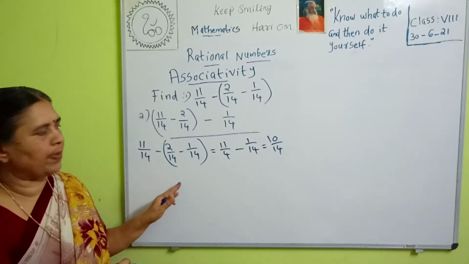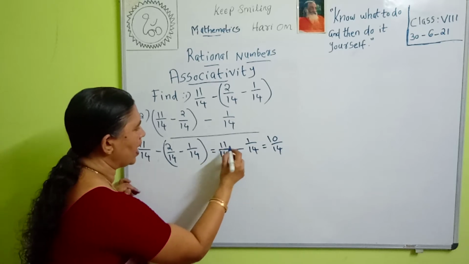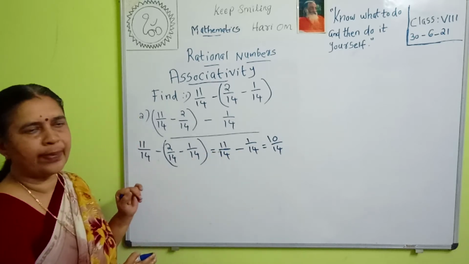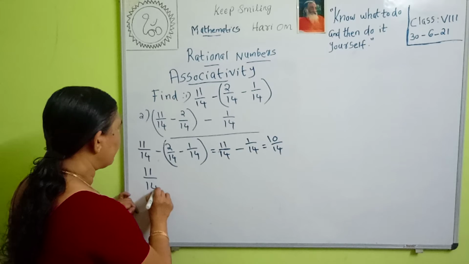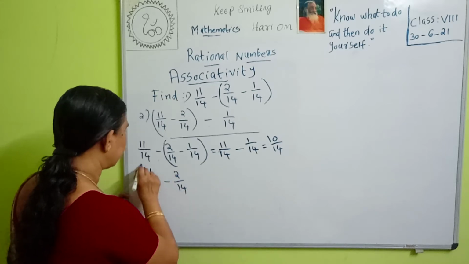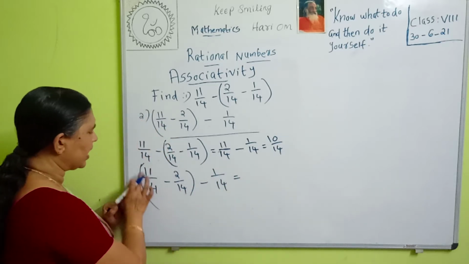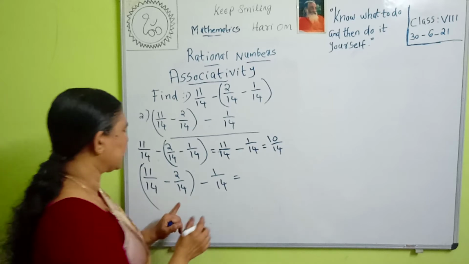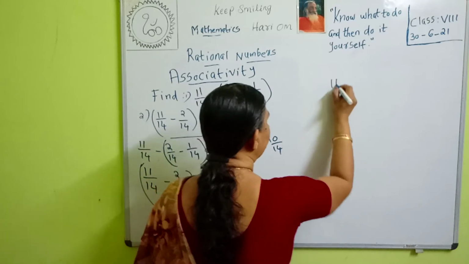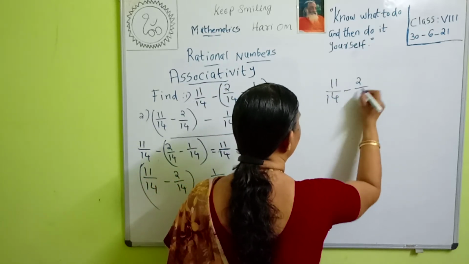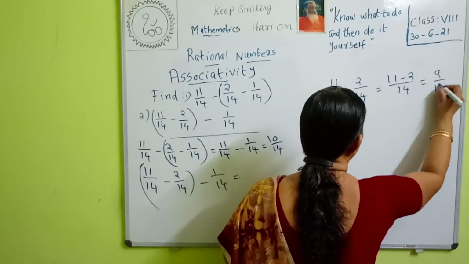10 by 14. Here first we subtract the numbers in the bracket: 2/14 minus 1/14 gives 11/14 minus 1/14. That is 10/14. Then what is our second question? (11/14 minus 2/14) minus 1/14. Here what do we do first? Here we do 11/14 minus 2/14. What is 11/14 minus 2/14? It is equal to 11 minus 2 by 14. That is equal to 9/14.